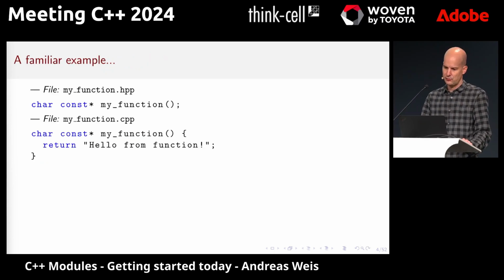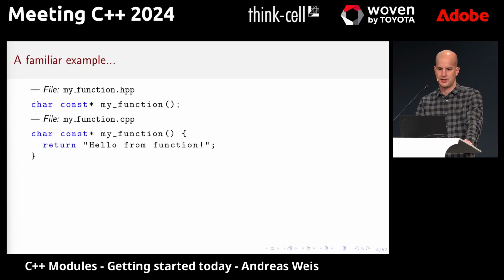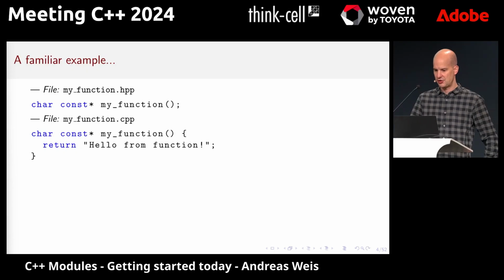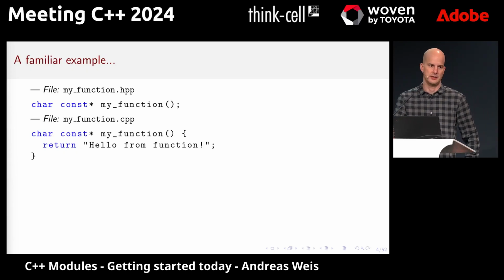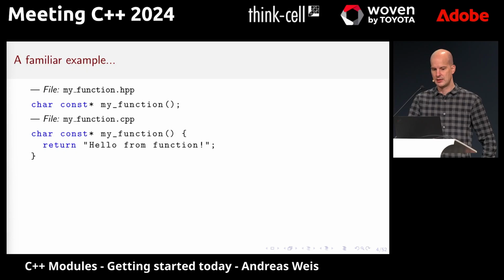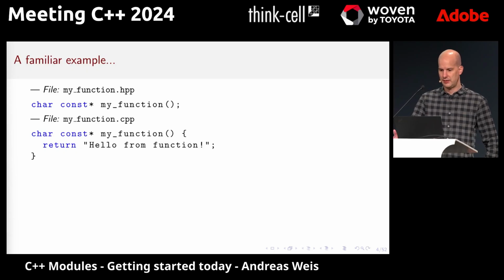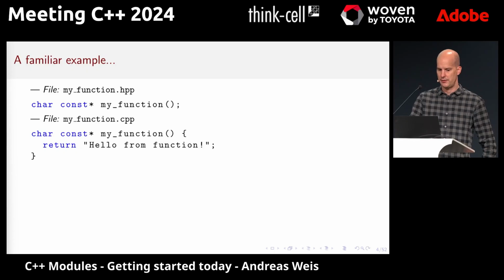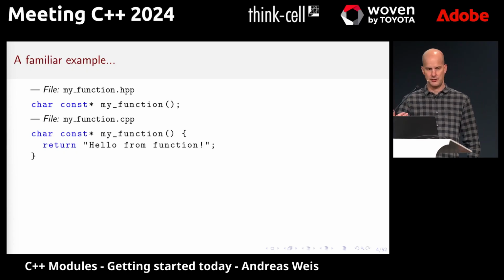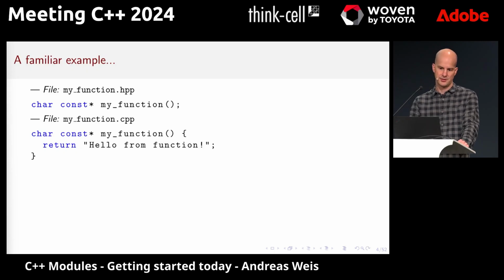And let's dive right in with a very familiar example. So this is nothing about modules. This is just what we all know from C++, just header files and CPP source files. So typically, we split our code in such a way that the interface goes into the header file, the implementation goes into a corresponding source file.